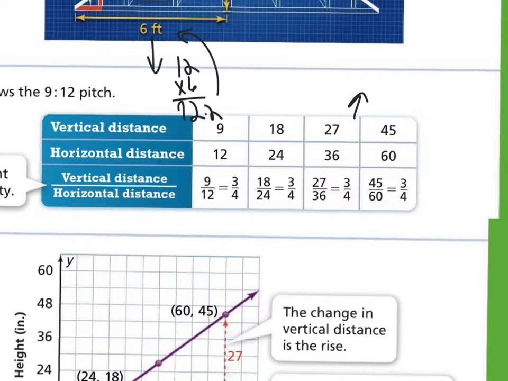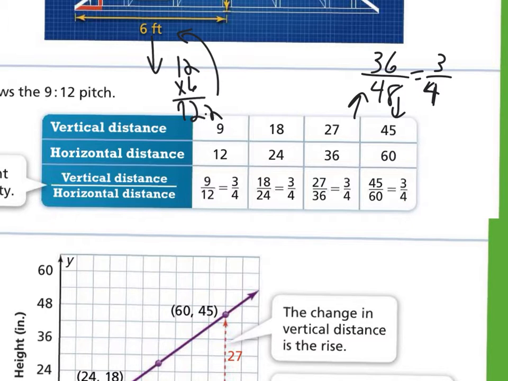For some reason they skipped one here. Up another 9, that would be 36, and over another 12, that would be 48. And then that would reduce to 3/4. And then they get back on track here. If you go up another 9 and over another 12, that would be 45 over 60. And that also reduces to 3/4. So overall, you could just go up 3 and over 4.